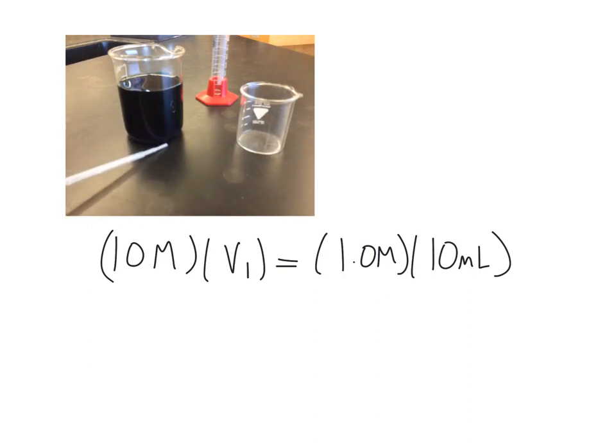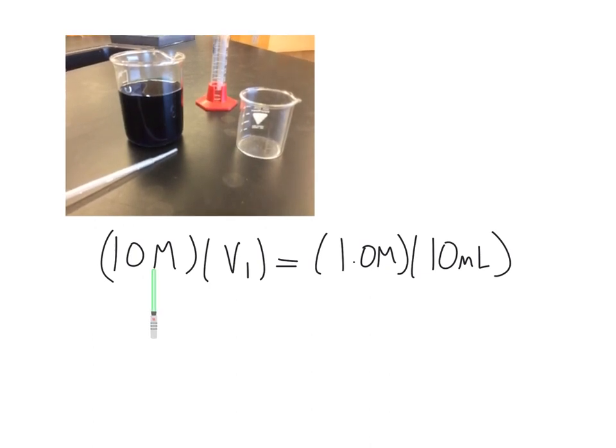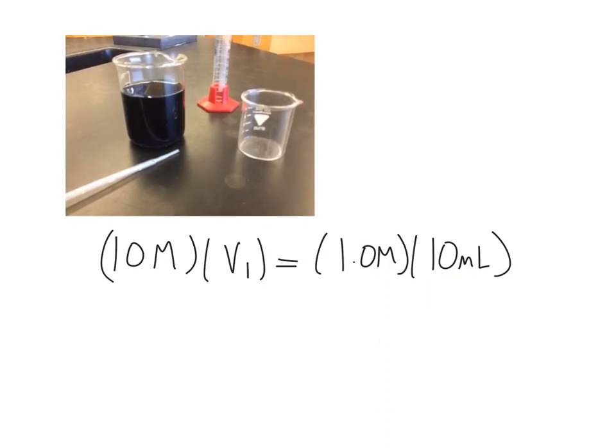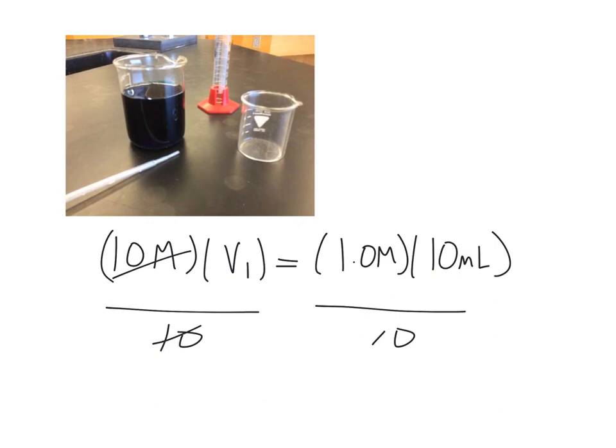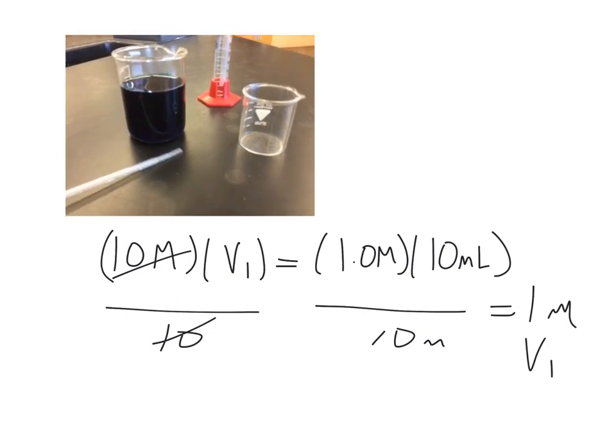And I set up M1V1 equals M2V2, where 10 molar is my initial molarity and my volume 1, and M2 and V2. Now what I'm going to do is use basic algebra to solve for V1 by dividing by 10 on each side. Now when I do that, 1 times 10 divided by 10 equals 1 milliliter. So that tells me that's the volume 1, or the volume of my first solution.